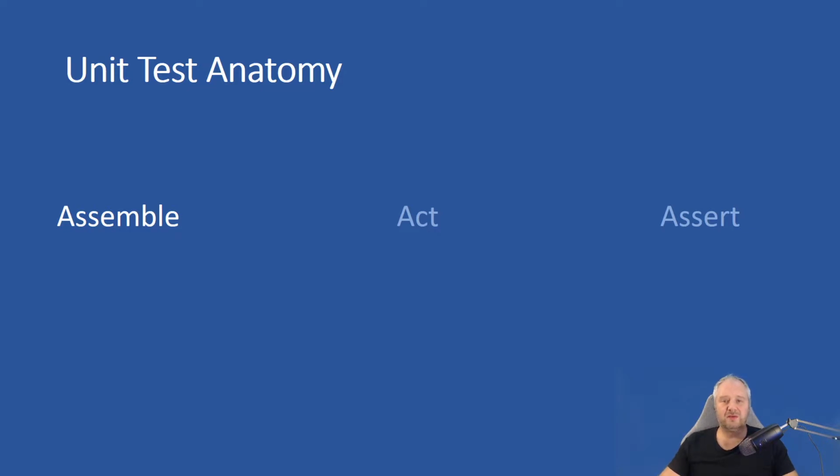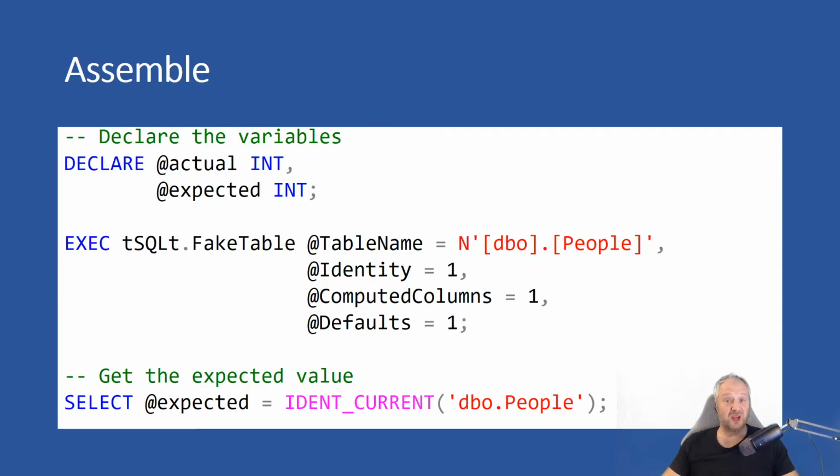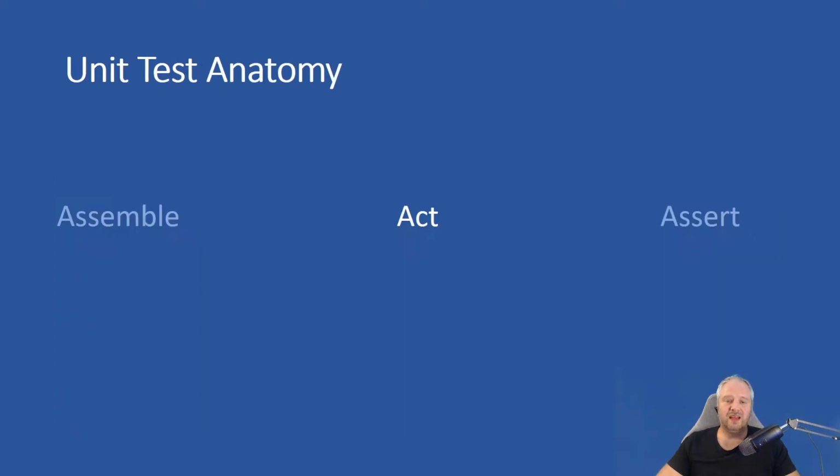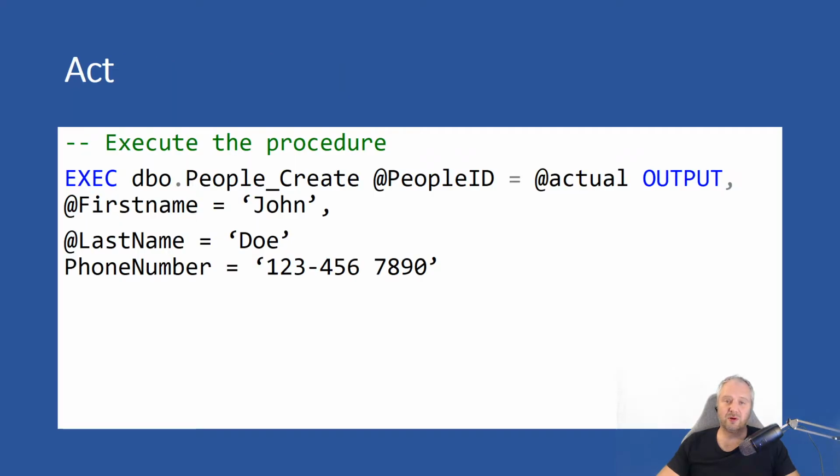So what's the anatomy of a unit test? It has three parts. We have the assemble part, where we assemble all the code we need to do our unit test. In this case, we have two variables, and we're going to fake or mock a table. And we're going to set the expected value. These are the components I need for this particular test. Then there is the act part. In the act part, I run what I want to see run. In this case, we are going to execute a stored procedure, and the output of that stored procedure is going to be saved in a variable called actual.